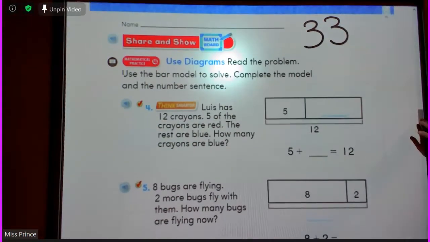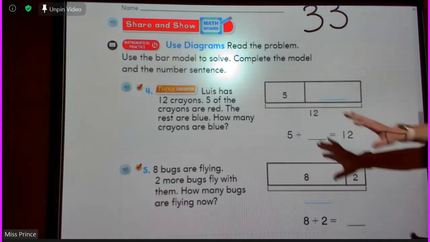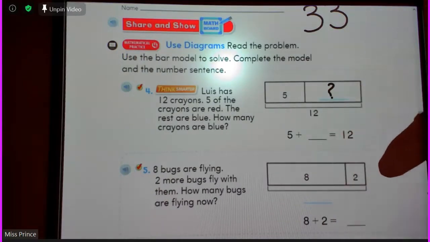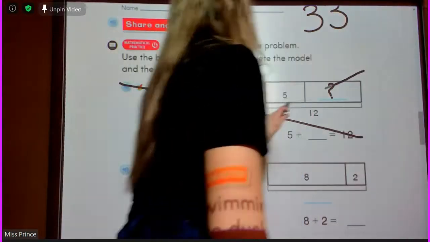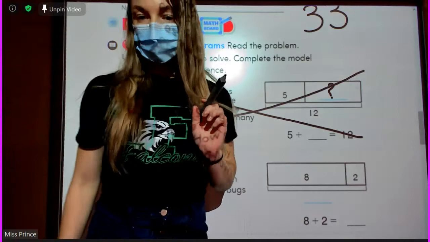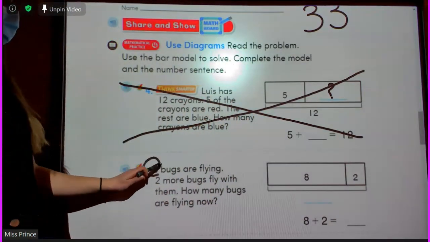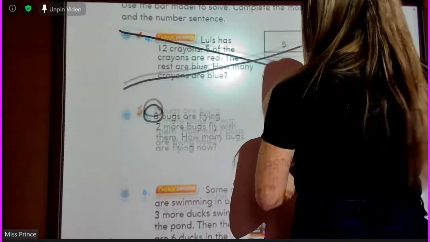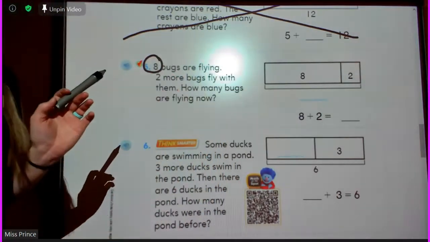I am looking here. We are going to skip this one because this is a mystery problem. And we already did one mystery problem today. So what do? Cross it out. We are not going to do that one right now. The very top one? Just the very top one, yep. This one right here that has an 8 for 8 bugs. We're going to do the 8 bugs one. Okay, because we already did one mystery problem. We don't need to do another one today.